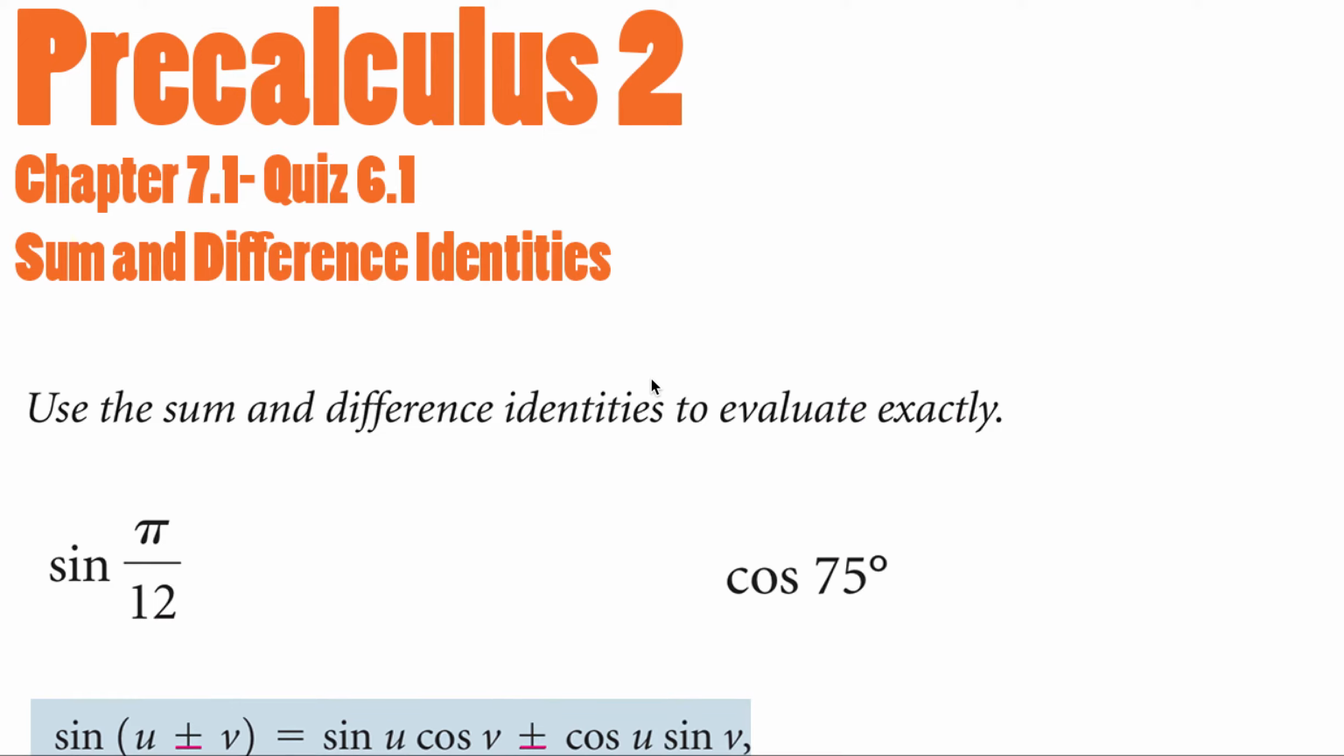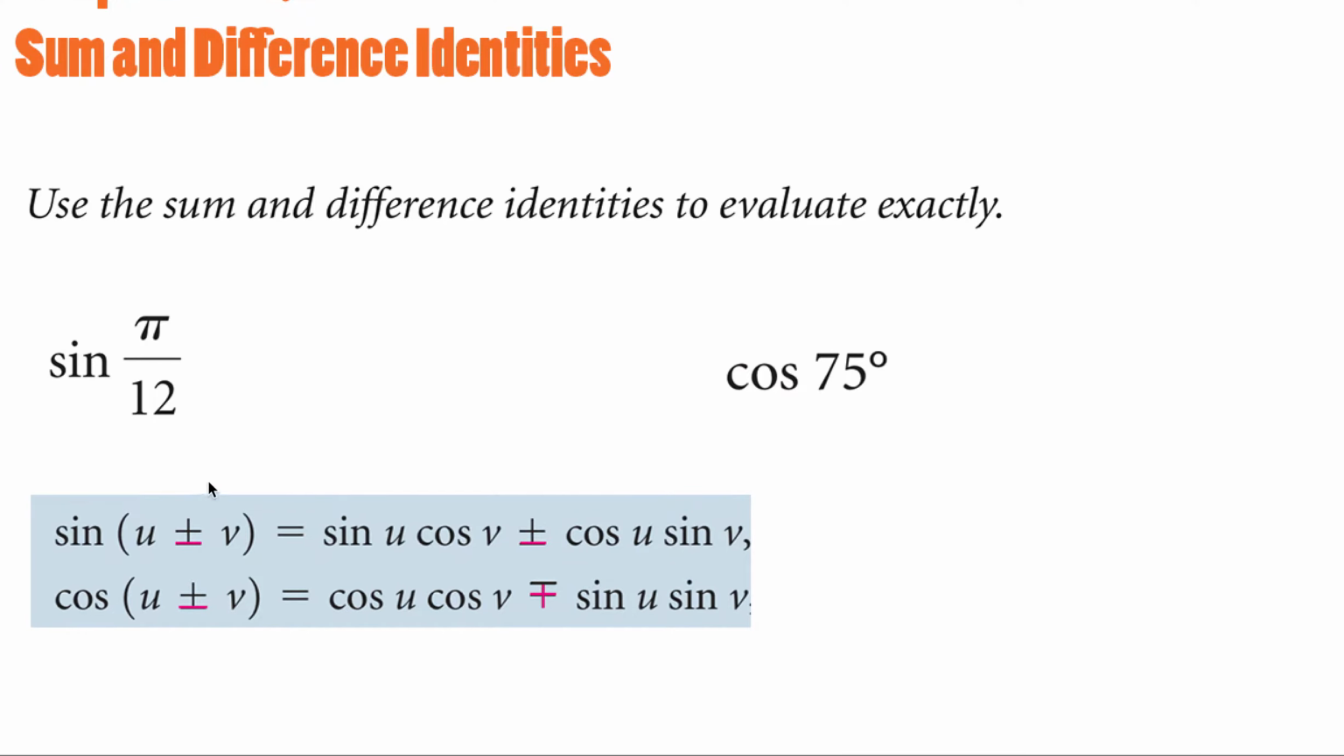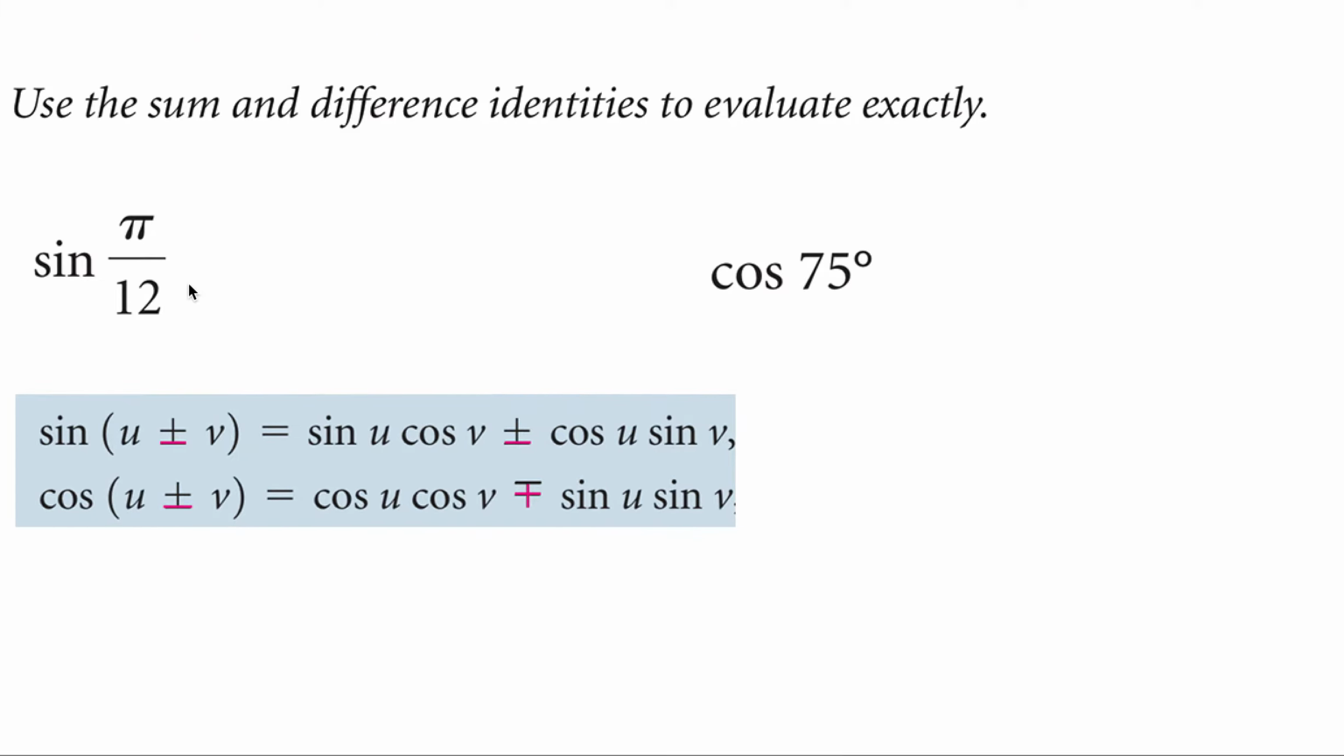For this chapter 7.1, quiz 6.1, you have to use the sum and difference identities to evaluate exactly. So these are the identities. Sine of u plus or minus v equals sine of u cosine of v plus or minus cosine of u sine of v. Cosine of u plus or minus v equals cosine of u cosine of v, reverse, plus or minus sine of u sine of v. So how can we use these formulas to solve this problem?